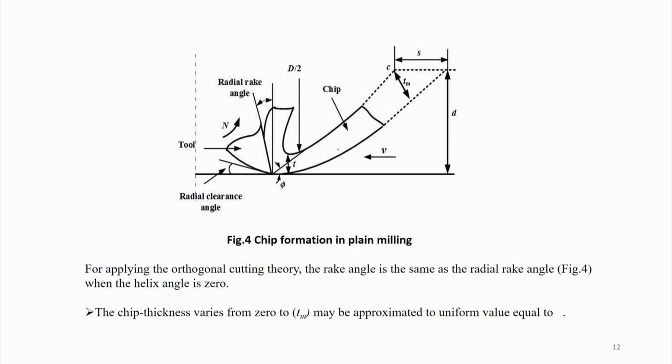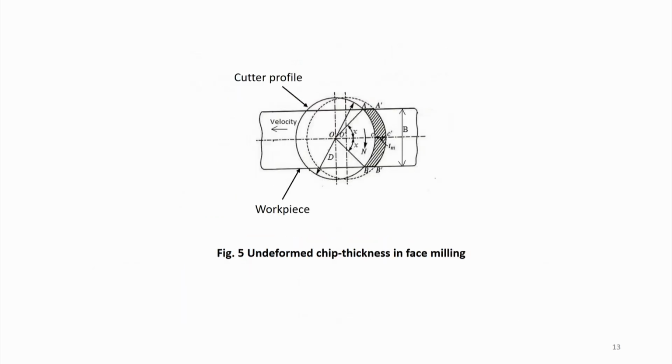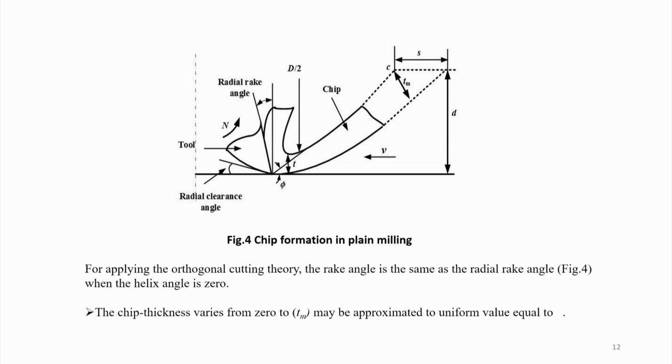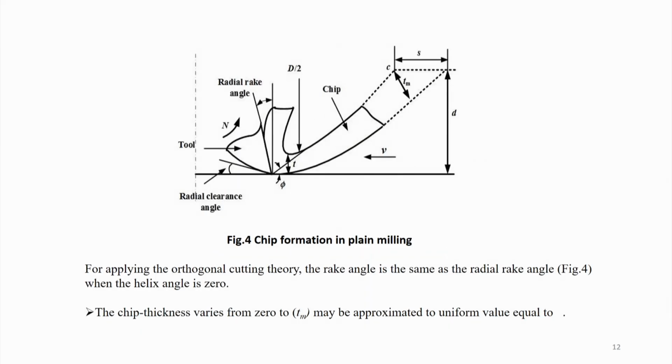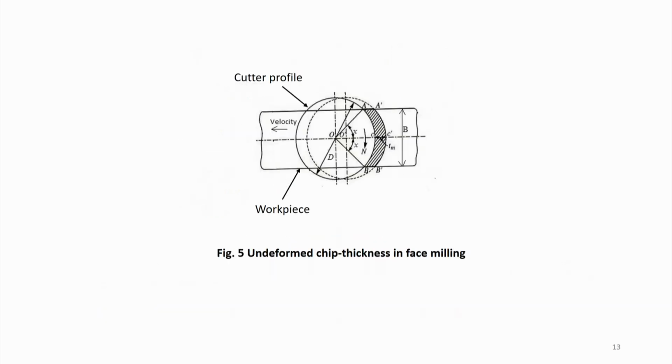This is the radial clearance, and this is the chip, and this is T_m, this is S, and the chip is going like this. Now, chip thickness varies from 0 to T_m and may be approximated to uniform, approximated by this one, as we have mentioned there.